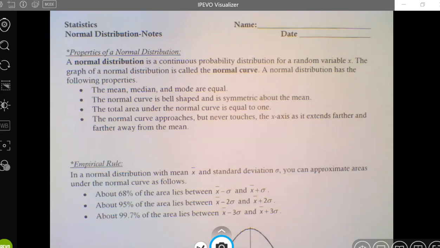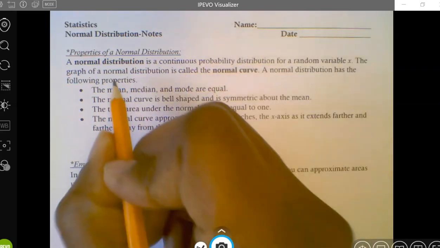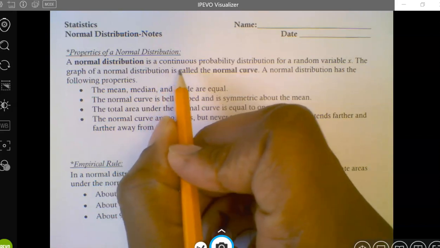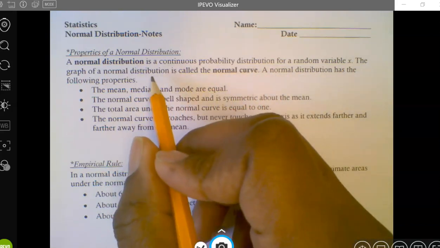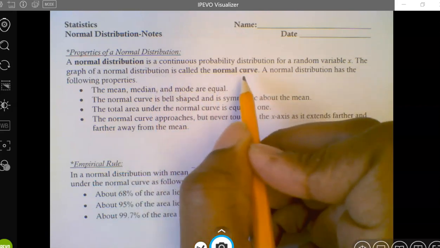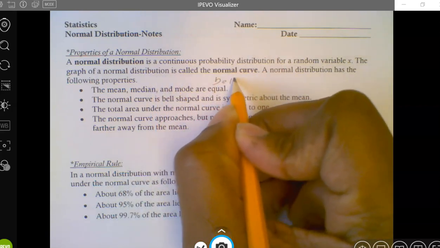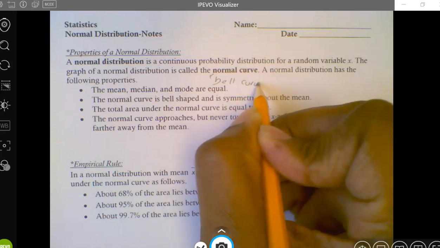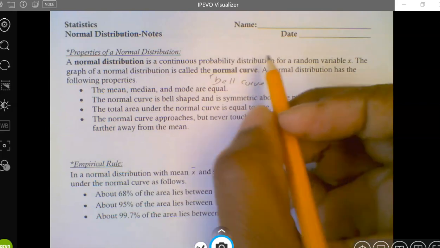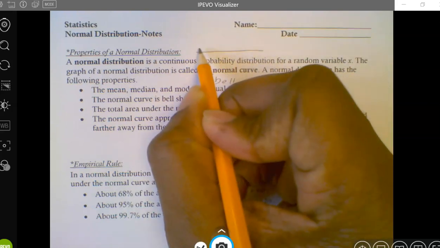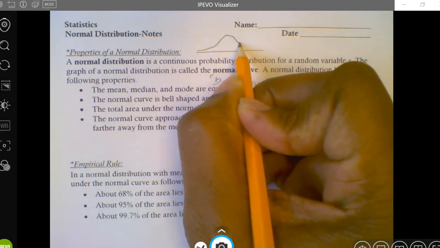This lesson is about the normal distribution. Basically, a normal distribution is a continuous probability distribution for a random variable x. The graph of a normal distribution is called the normal curve. Sometimes we hear it called the bell curve. And a normal distribution has the following properties. Before we go there, a normal distribution basically looks like this.